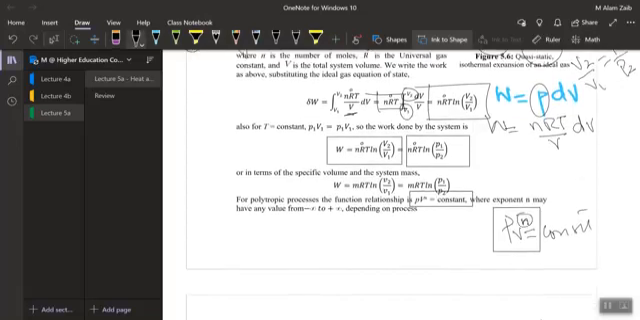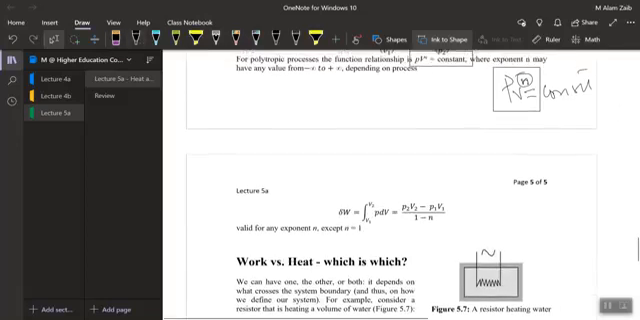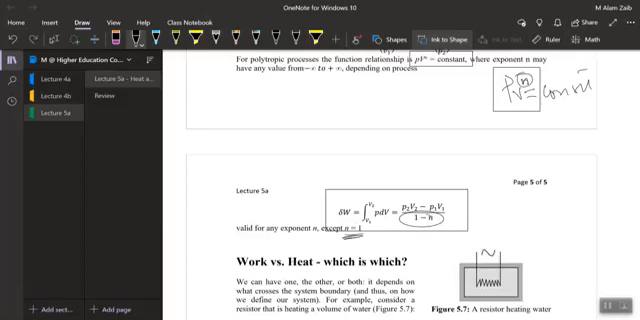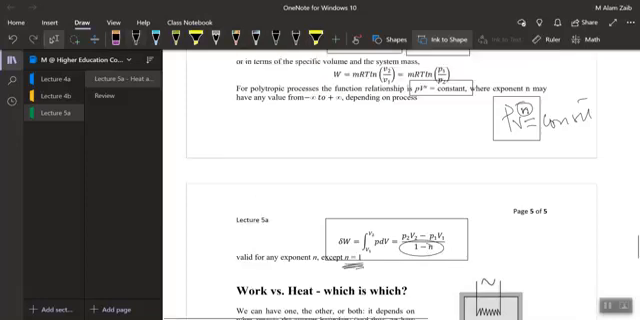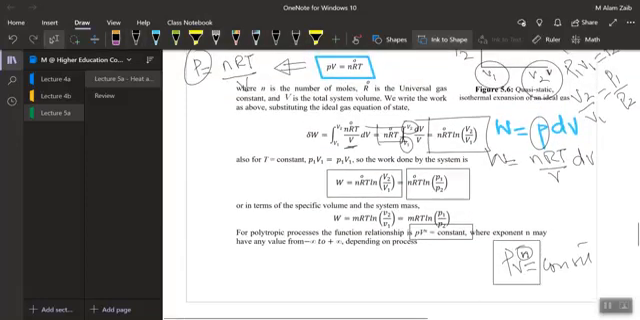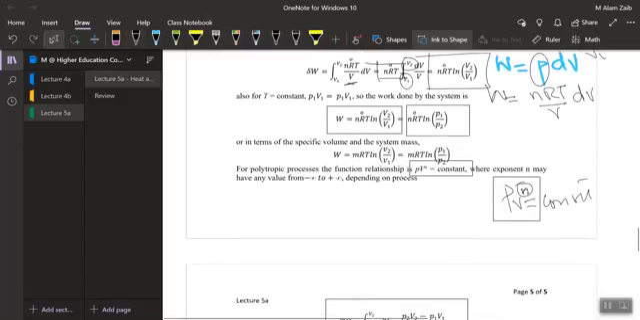n can be anything, and based on that n the process can be different. That process is called a polytropic process. Make sure you go to your book and look at this equation which has been derived for the polytropic process, and you would understand a little bit more about it. This equation is valid for any process except for n equal to 1. For n equal to 1, we have the isothermal process, and for that we have the above equation.